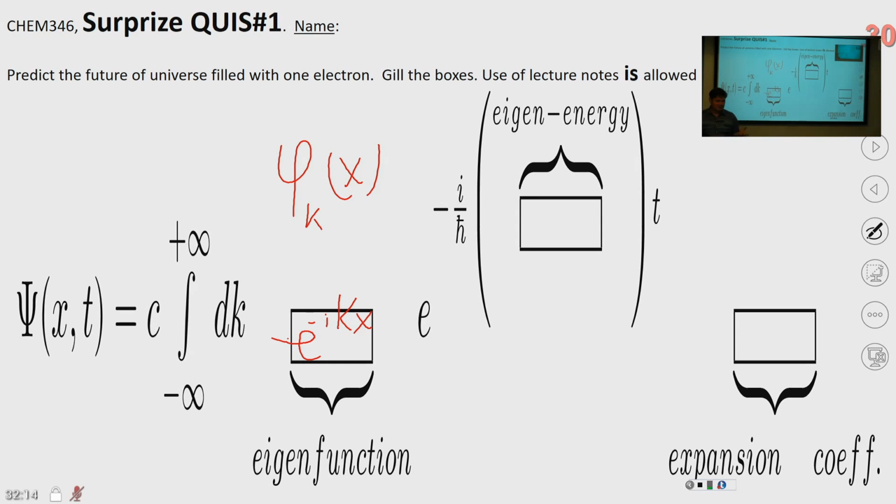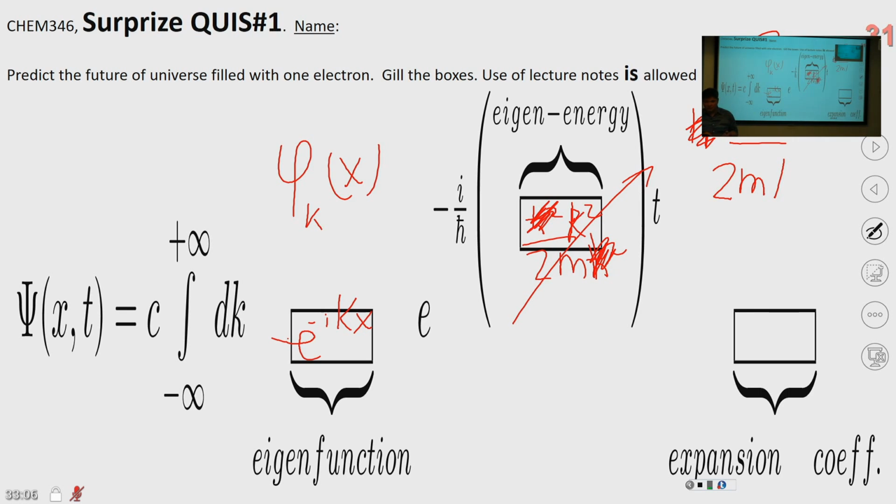Now the eigenenergy is what we got just a minute ago: h bar squared p squared over 2m. Or instead we can write h bar squared k squared over 2m. So that is the eigenenergy.